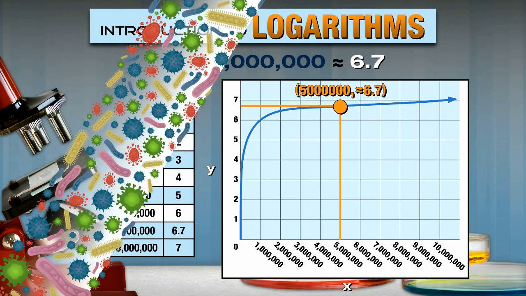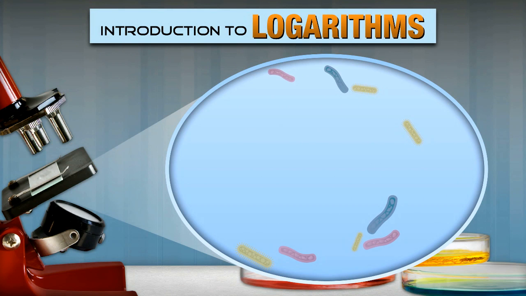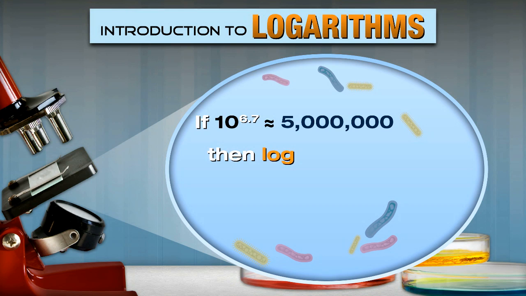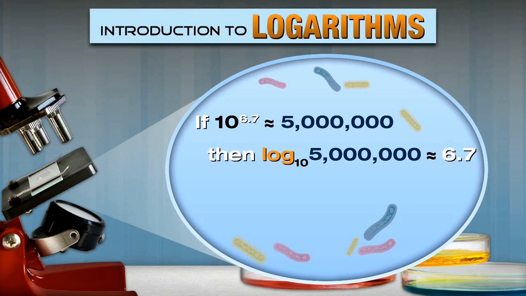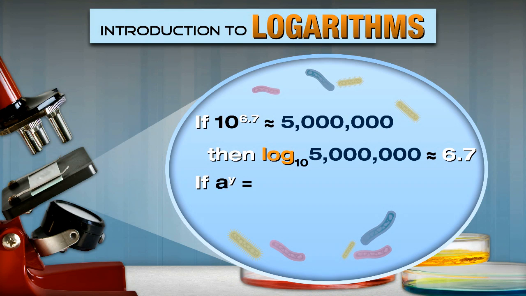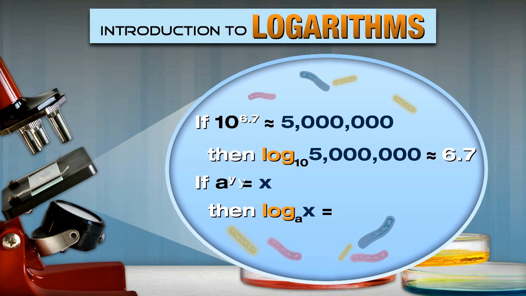To help us generalize, let's look at another example. We know if 10 to the 6 7/10 is approximately 5 million, then log base 10 of 5 million is approximately 6 7/10. Using variables, if a base a raised to an exponent y equals a given number, x, then log base a of x is the exponent y.